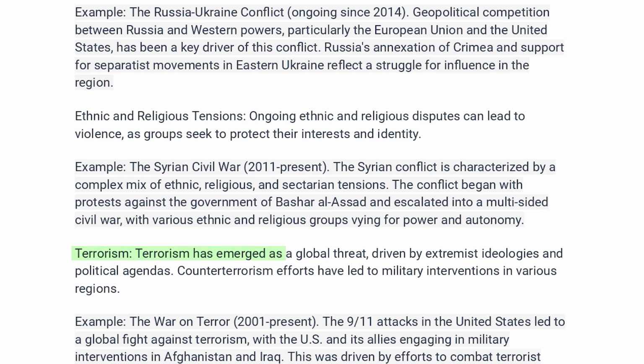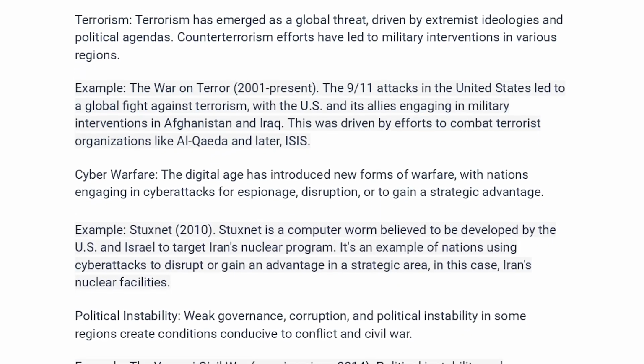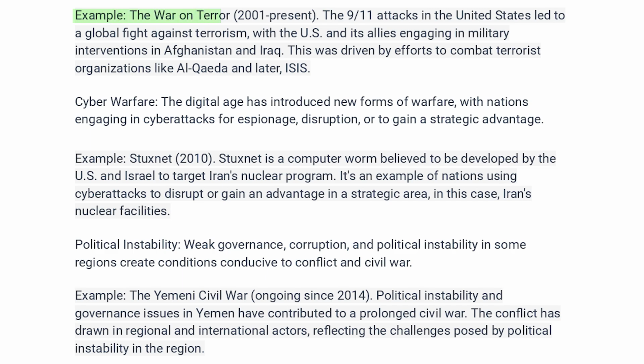Terrorism. Terrorism has emerged as a global threat, driven by extremist ideologies and political agendas. Counter-terrorism efforts have led to military interventions in various regions. Example: the War on Terror, 2001-present. The 9/11 attacks in the United States led to a global fight against terrorism, with the U.S. and its allies engaging in military interventions in Afghanistan and Iraq. This was driven by efforts to combat terrorist organizations like Al-Qaeda and later, ISIS.